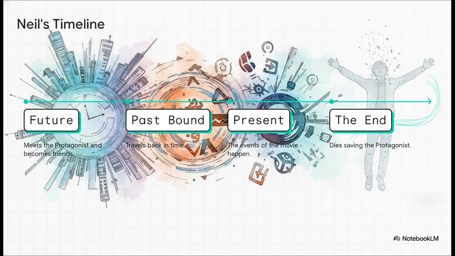And that reveals the absolutely beautiful, tragic reality of his partner Neil. Tracking Neil's journey is a total brain twister. He meets the protagonist in the future, they become great friends for years, and then Neil travels all the way back in time. He lives through the events of the movie to eventually die saving the protagonist. Neil's past is actually the protagonist's future. It's this incredibly deep, loyal friendship happening in two completely opposite directions.